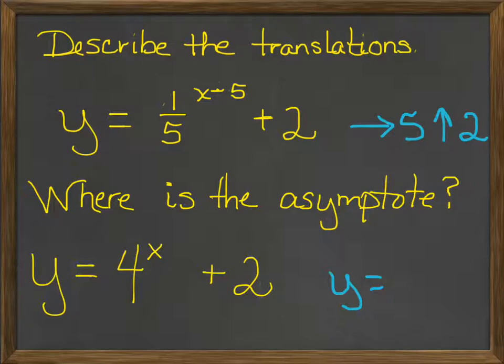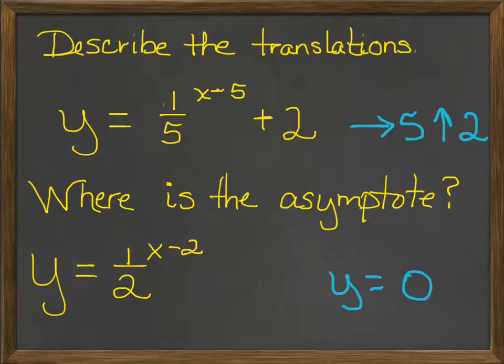Here it would be y equals 2. The whole graph has been moved up 2 units. This would be y equals negative 2. The horizontal shift has no impact on the asymptote, so the answer is still y equals negative 2. When you don't see a number beyond what you're given, it's understood to be 0. Again, that would be the x-axis. Again, even if it shifts left or right, it's not going to impact the asymptote.